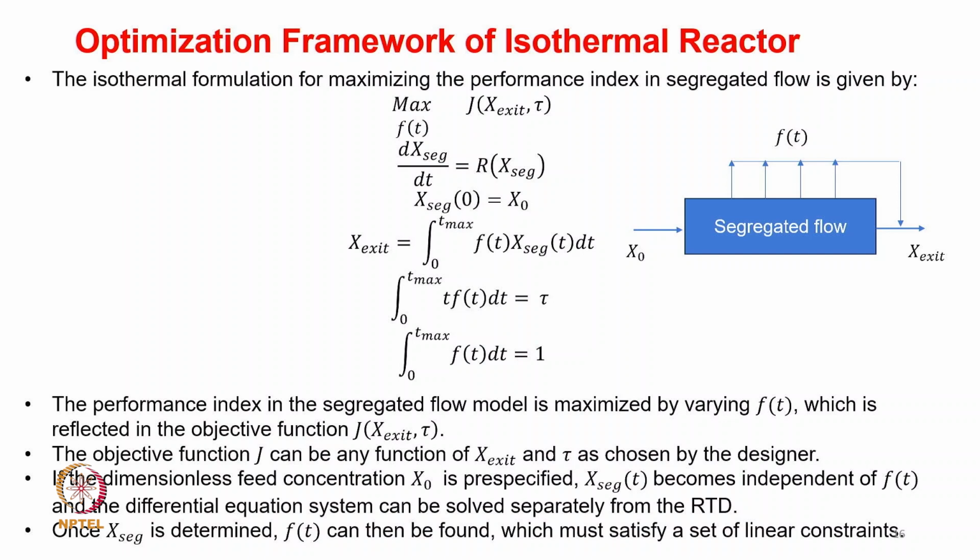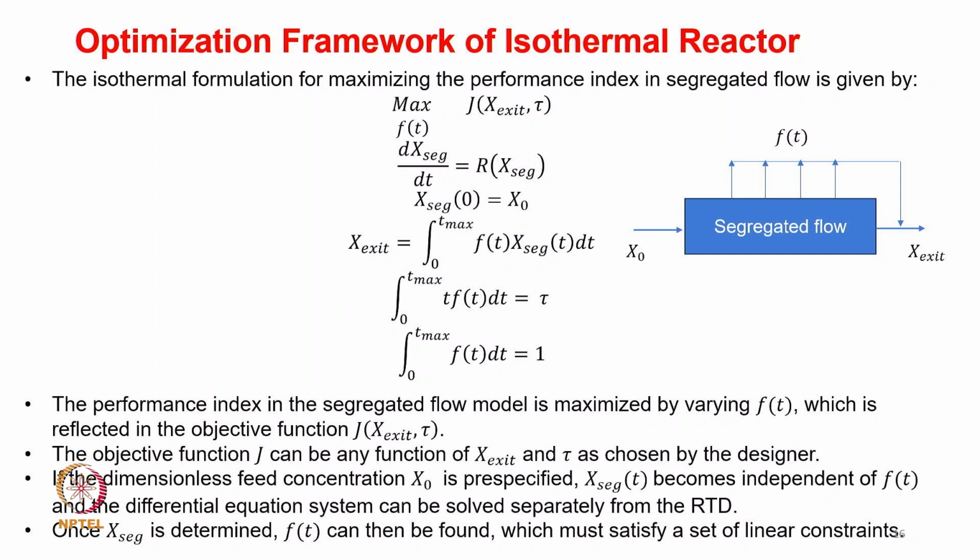And what we saw over here is that these are the constraints that we have learned. So dx_seg by dt equals r of x_seg is one relation that you need to obey, and you have an initial concentration of x_seg, and x exit would be the integral from t naught to t max of f(t) x_seg dt, and these are the residence time expressions. Everything has to be honored, and this is how what you call a segregated flow reactor operates.